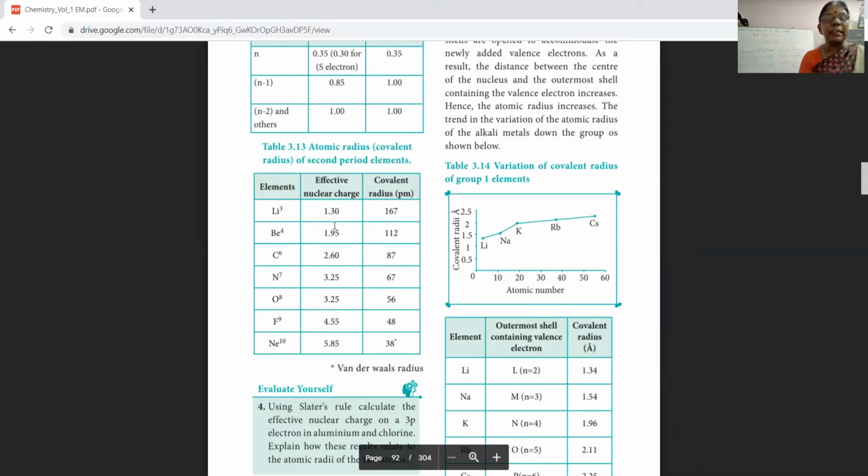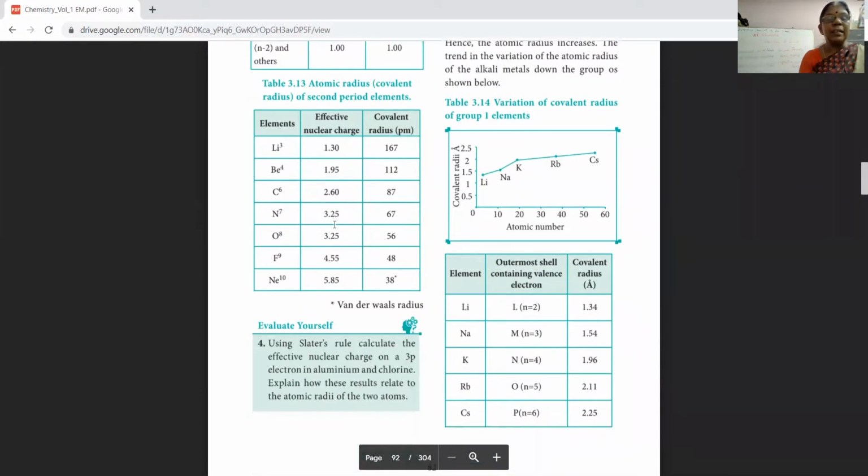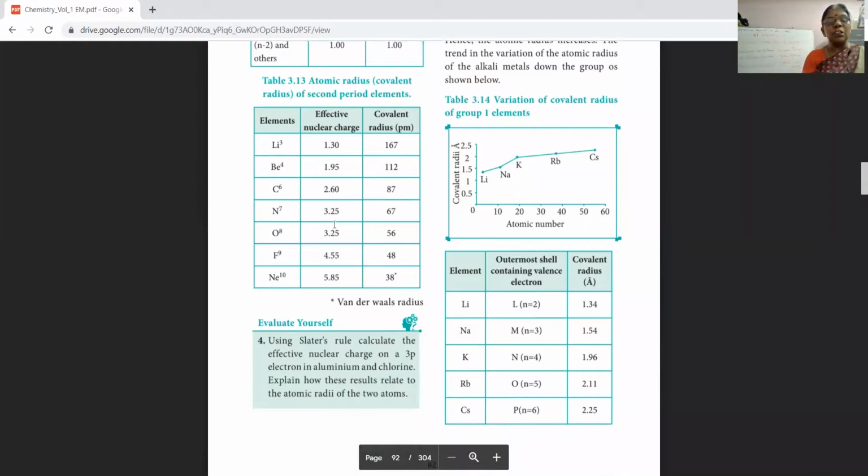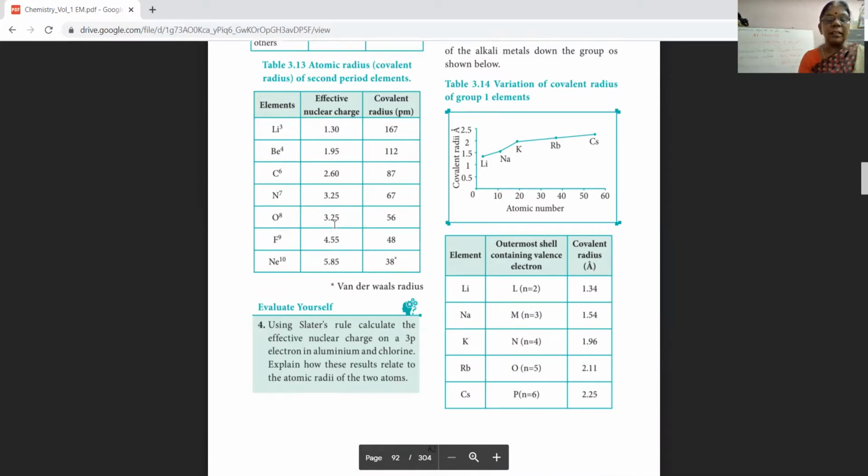And here, in this tabular column, the atomic radius, that is the covalent radius, of the second period elements is given: lithium, beryllium, carbon, nitrogen, oxygen, fluorine and neon. Those covalent radii are 167 for lithium, beryllium 112, carbon 87, nitrogen 67, oxygen 56, fluorine 48 and neon 38.